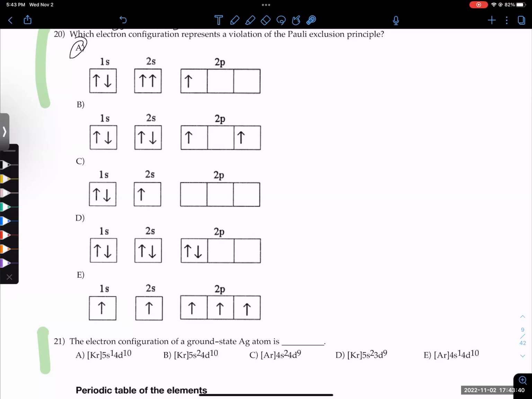Okay. All right, question 21. We'll give you all like 2 minutes to solve this.